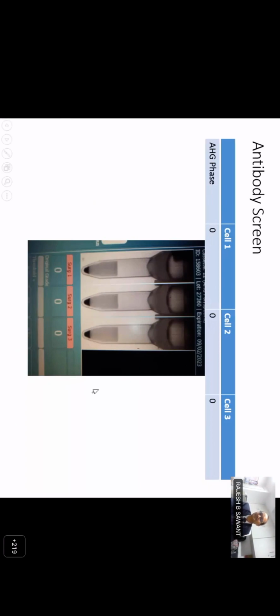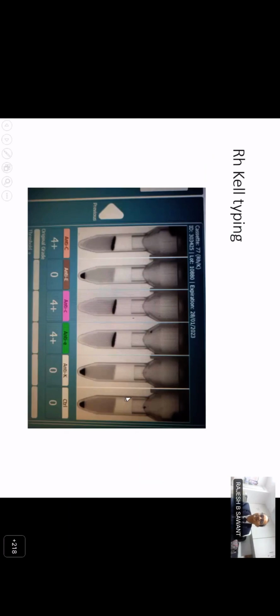It is showing negative results, sir. Right. So all 3 antibody screening cells, red cells, are showing no agglutination. So antibody presumably is absent in this case, right?